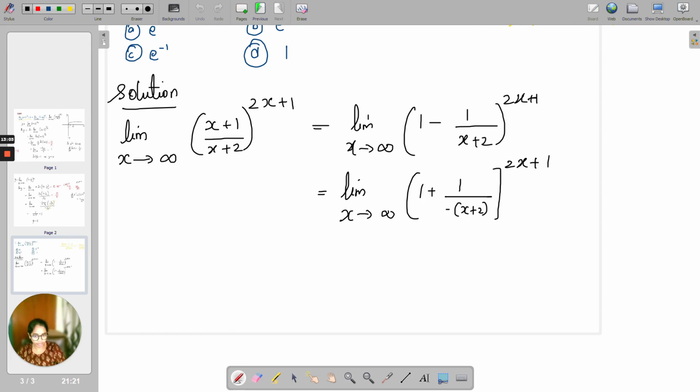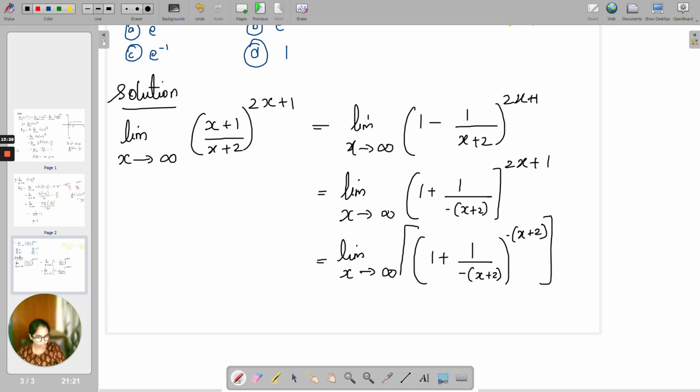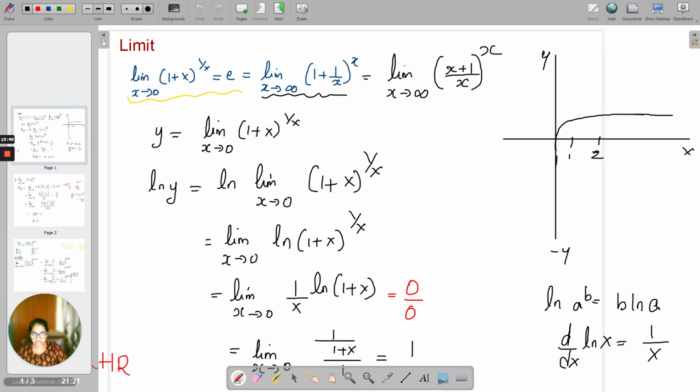What would I get? I would get limit x tending to infinity, okay, 1 plus 1 divided by minus x plus 2 to the power minus x plus 2. Yes. Whole to the power 2x plus 1 minus, we have a minus, divided by x plus 2. Okay, so here it would be plus because in the formula we have positive x, right? We have a positive x.